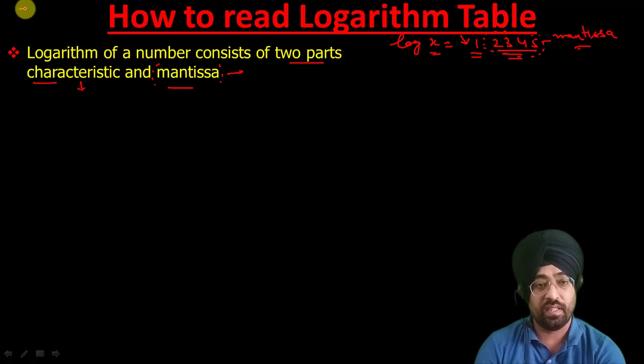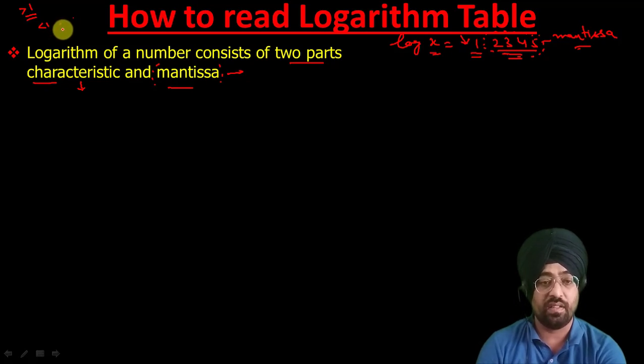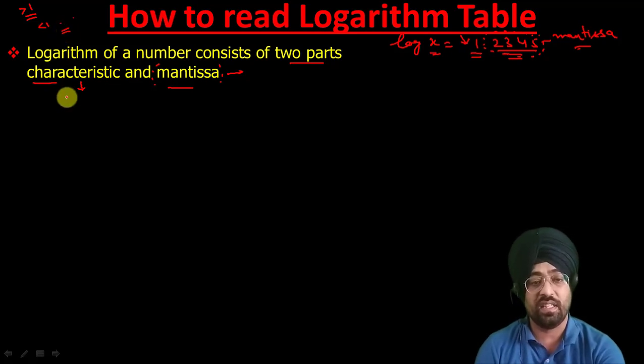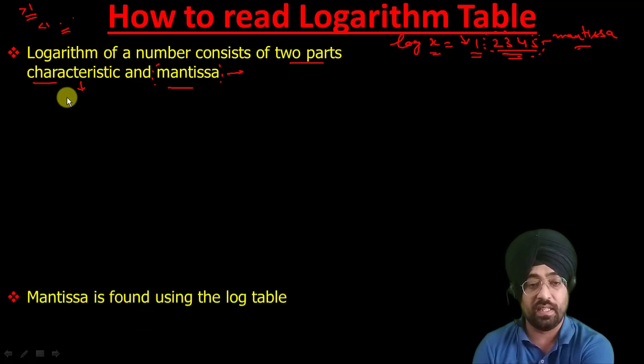Like, if the number is greater than 1, then its characteristic is 1 less than the number of digits in that number. And if the number is less than 1, then its characteristic is 1 plus the number of zeros after the decimal. These rules we have already discussed in my previous lecture.